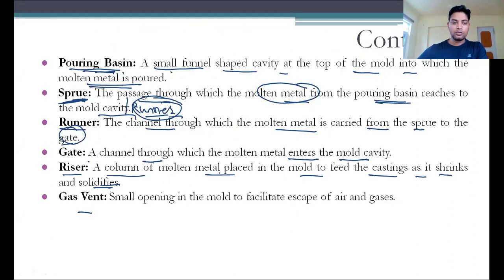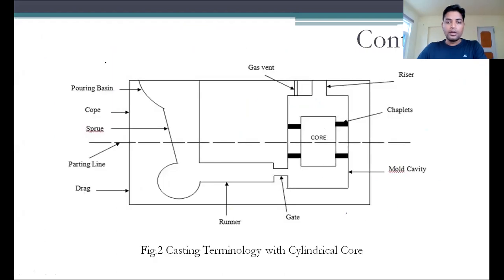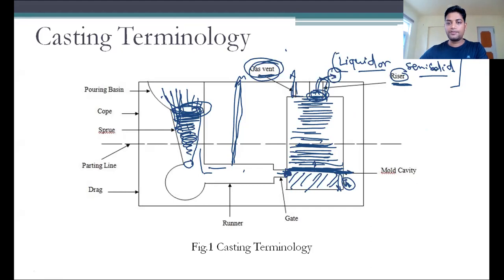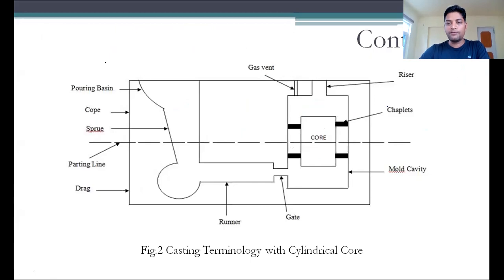Okay, so gas vent is just a small opening in the mold to facilitate the escape of the gases or air. Okay guys, can you tell me what is the difference between this figure and this figure? Any one of you, you can just unmute yourself and tell me. First, this figure, and second is this figure. What is the difference? Can you tell me? Any one of you guys?